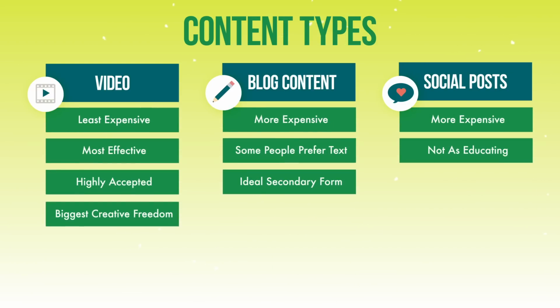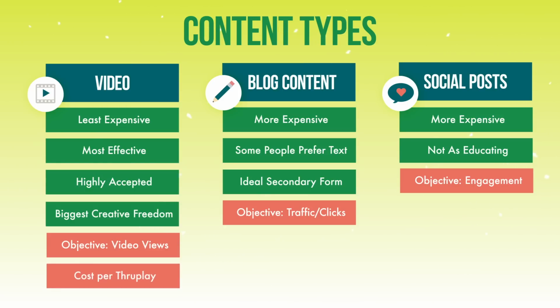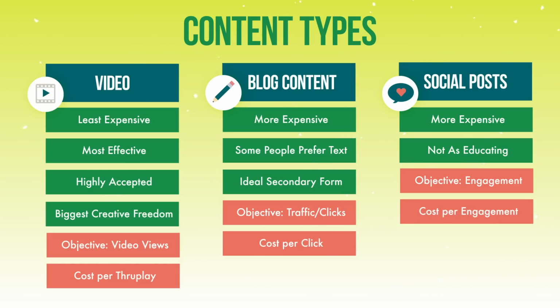Typically, video view ad objectives are going to be for your videos. Traffic objectives will be for your blogs, and engagement objectives will be for your social posts. You're going to be looking at cost per thruplay for your video, cost per click for your blog, cost per engagement for those social posts. If you want to move on to level 2, you're going to have those audiences set up.